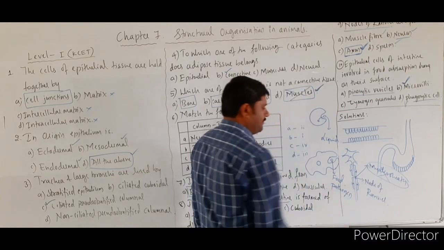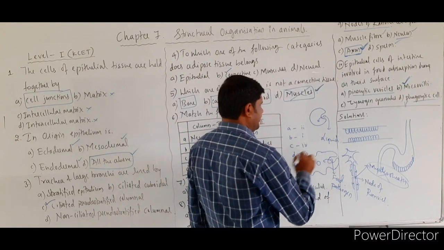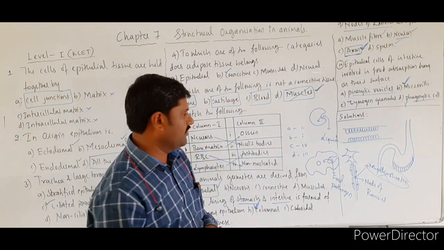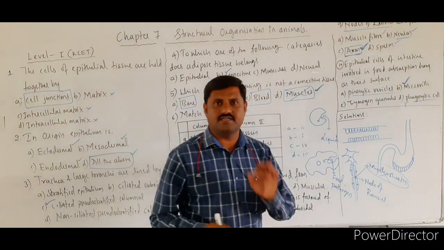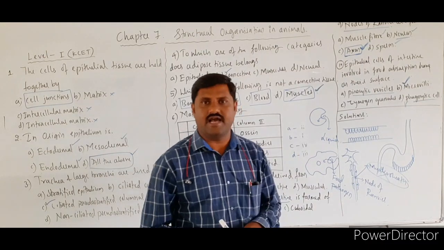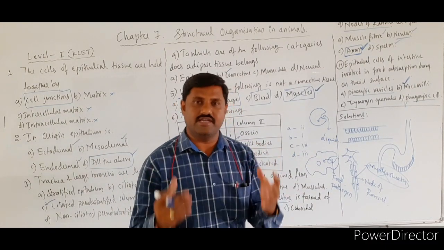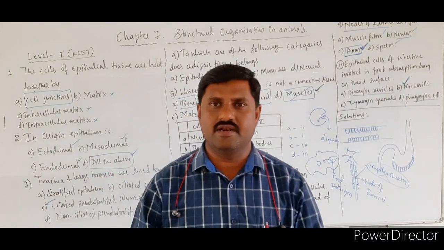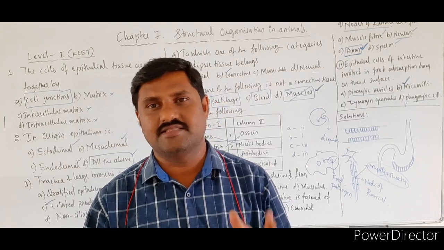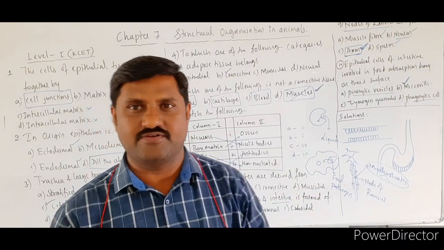Sometimes it may be a pathogen. It engulfs this one into its body, and intracellular digestion takes place over here. Such kinds of cells are said to be phagocytes, and this process is called phagocytosis. So engulfing of the solid prey animal or the food material by some specialized cells is called phagocytosis, right? And these cells are called phagocytes.